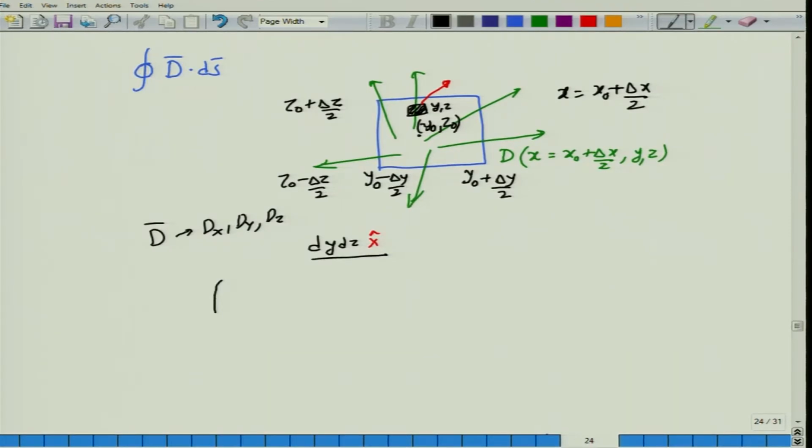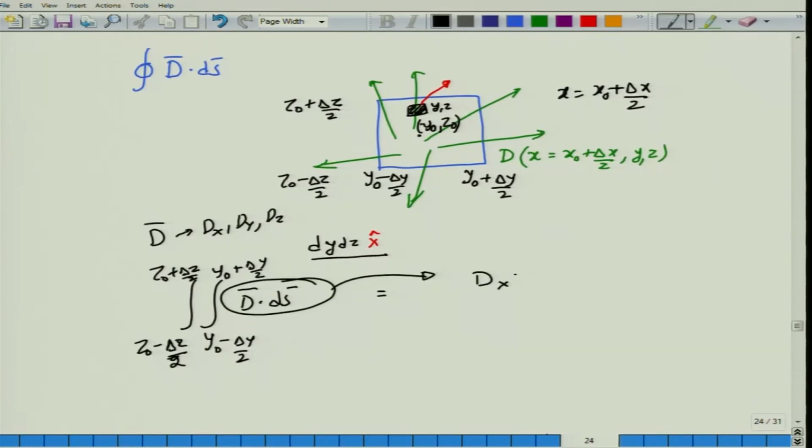So what I have for the surface integral of D dot dS over the front surface, in which y goes from y naught minus delta y by 2 to y naught plus delta y by 2, and z from z naught minus delta z by 2 to z naught plus delta z by 2, is that the integrand will be equal to Dx evaluated at x naught plus delta x by 2, y and z, multiplied by dy dz, because the vector area dS here is given by dy dz x hat, and the component of D that will give you a non-zero value with respect to this integrand will be only the x component, and this x component is being evaluated at x naught plus delta x by 2.